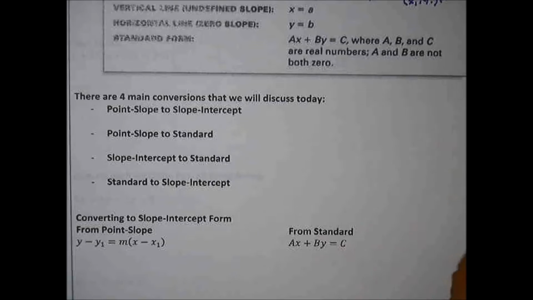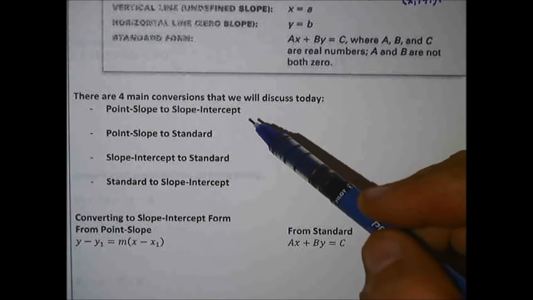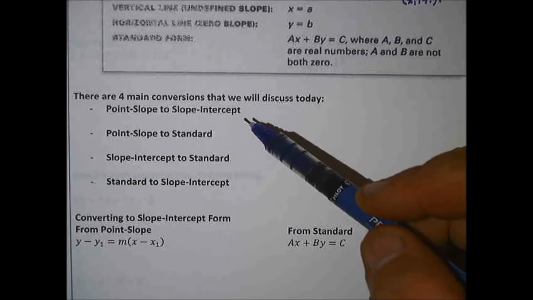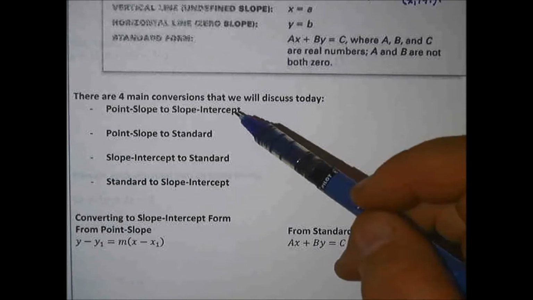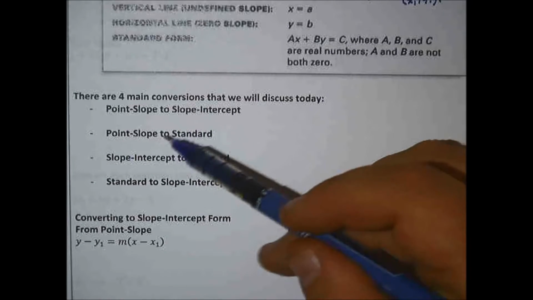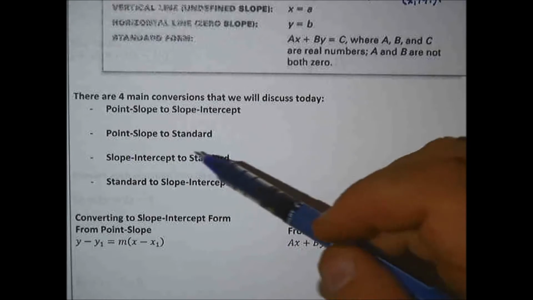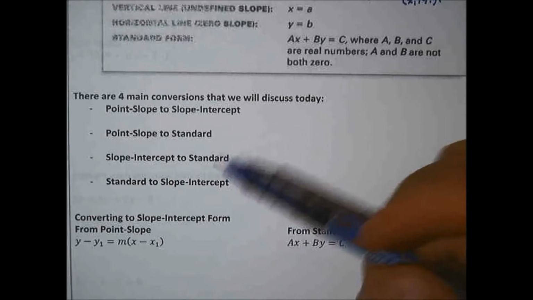We are going to convert quite a bit, between four different conversions today. We're going to go from point-slope to slope-intercept, from point-slope to standard, from slope-intercept to standard, and from standard to slope-intercept.